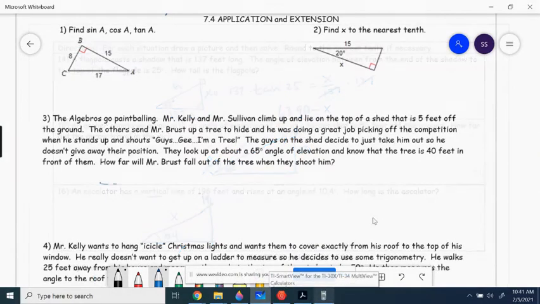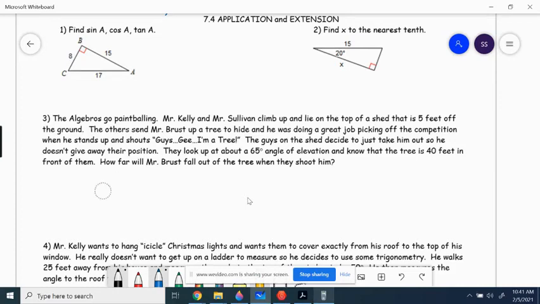All right, let's look at the application section now. 1 and 2 are just a little bit of a warm up for these, so I'm not going to help you with those. But let's look at number 3 together. Okay, so the algebras go paintballing. Mr. Kelly and Mr. Sullivan climb up and lie on the top of a shed that is 5 feet off the ground. Okay, I'm just going to draw this out as I go. All right, so here's the shed.